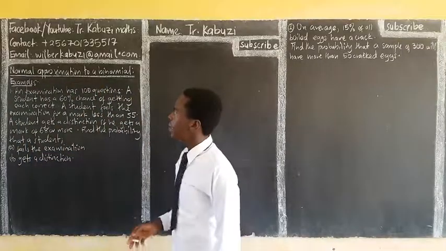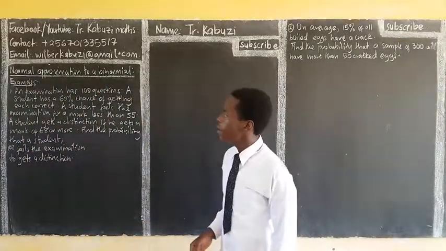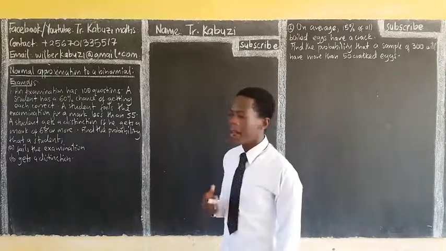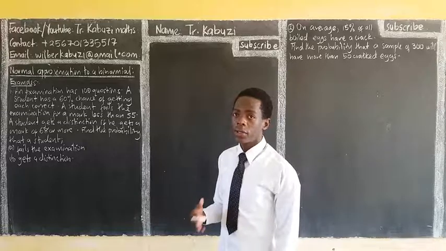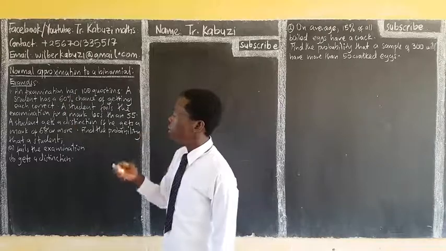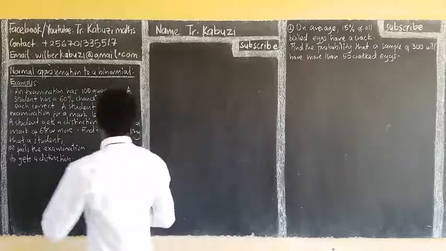Examples now in normal approximation to a binomial. So the first is, we are going to see this and then we shall handle this after. But this needs to be read from tables because we are going to use some tables. So here, an examination has 100 questions. And you know now this is going to be our n.